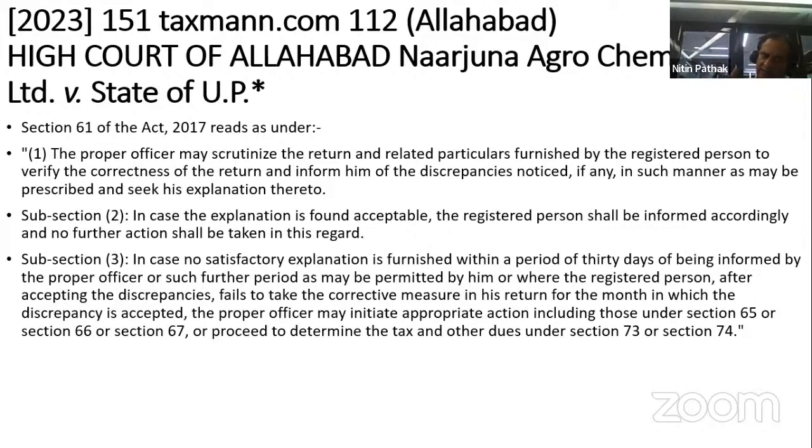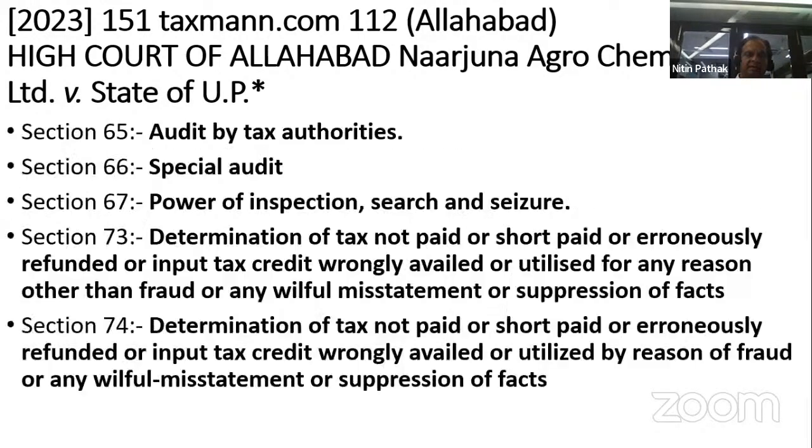What does the law say? They should not follow 61 and then go to 73, 74. They can directly go to 73, 74. This is the judgment here. 65, audit by tax authority. 66, special audit. Power of inspection, search and seizure.